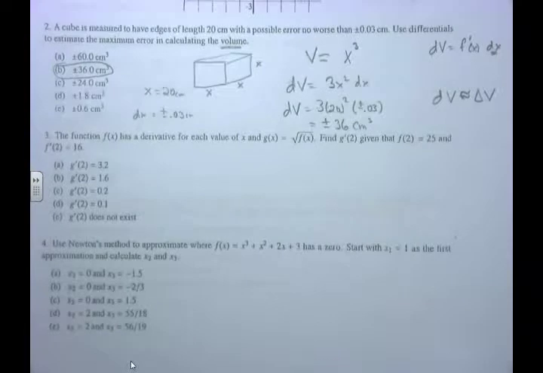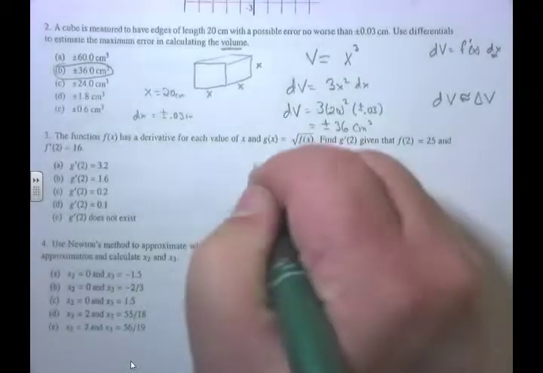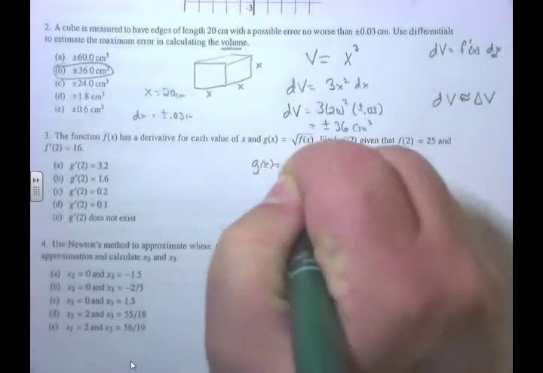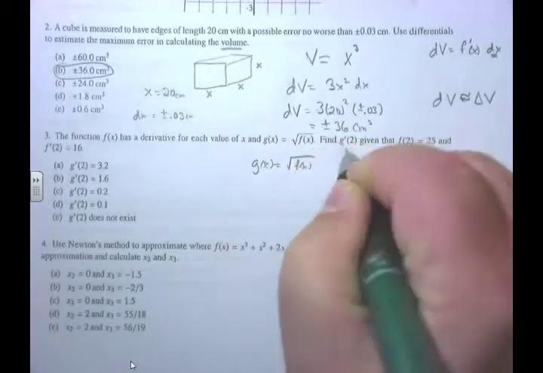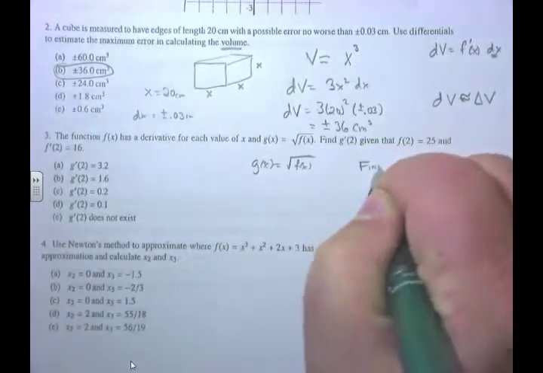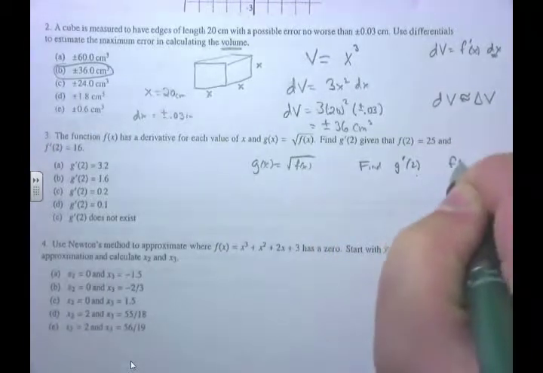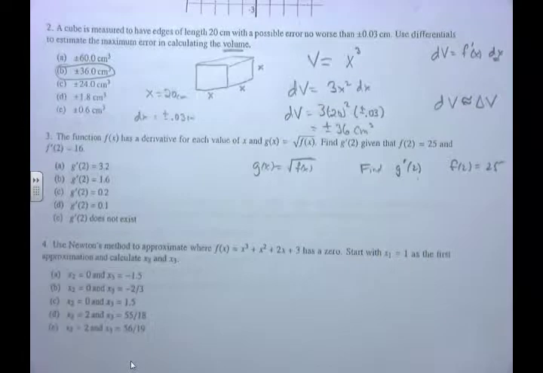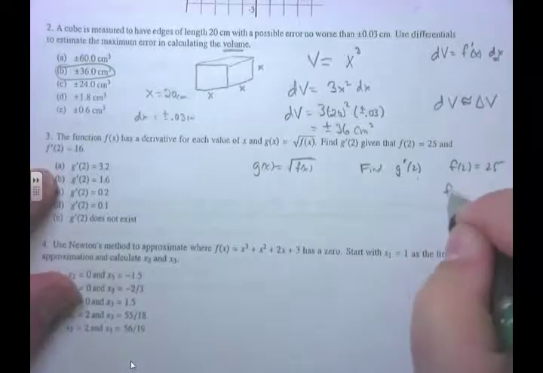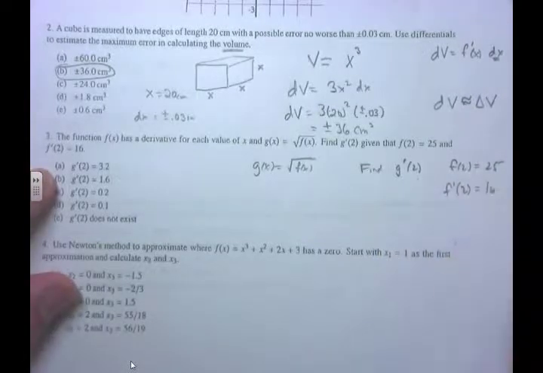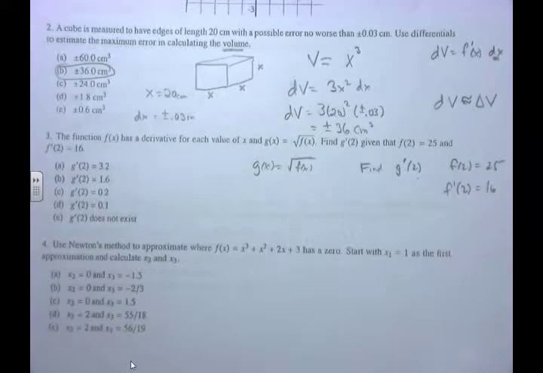The function f of x has the derivative for each value of x, and g of x is equal to the square root of f of x. Well, that sounds important. g of x is equal to the square root of f of x. Find g prime of 2, given that f of 2 is equal to 25, and f prime of 2 equals 16. Do you know what this problem is? It's a WebWork problem.